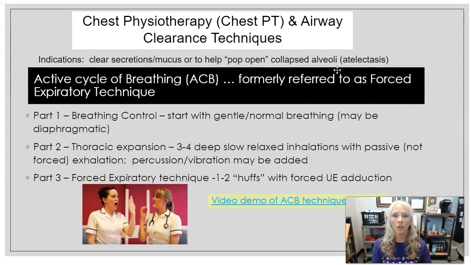The first one is called active cycle of breathing. It was formerly known as forced expiratory techniques, and it is a breathing control where you start with gentle, normal breathing, which may be diaphragmatic, which we've talked about. So you get the patient breathing with normal diaphragmatic breathing. Then you're going to have them take 3 or 4 really slow, relaxed inhalations, passively exhaling, not forcefully.